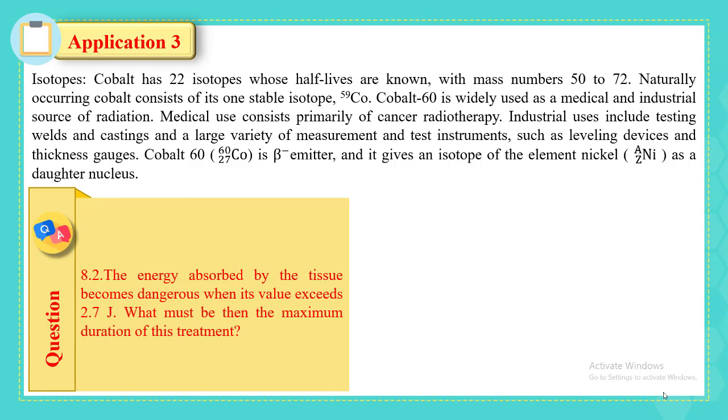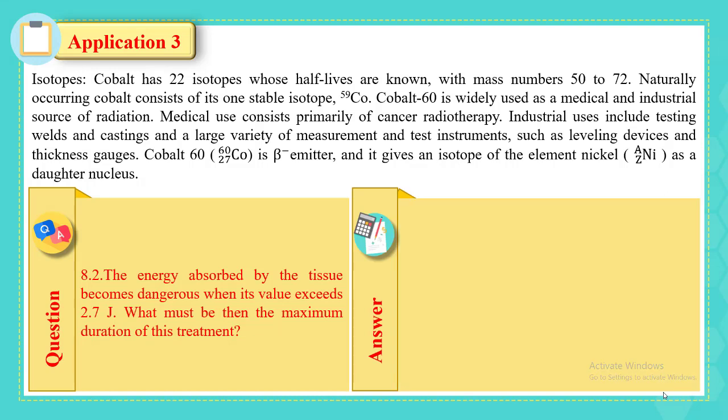In the given of part 8.2, they said that the tissue becomes dangerous if it absorbs energy that exceeds 2.7 joule. We have to calculate the maximum duration of this treatment in which the tissue doesn't enter in danger. We know that the energy absorbed by tissue in 1 second is 2.7 times 10 power minus 4 joule. And in time t max, it absorbs energy equal to 2.7 joule. We make the calculation, then we get 10 to the power 4 seconds.